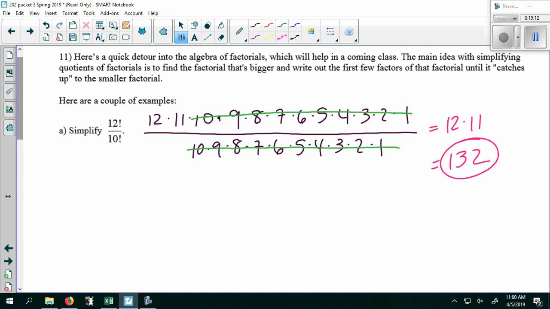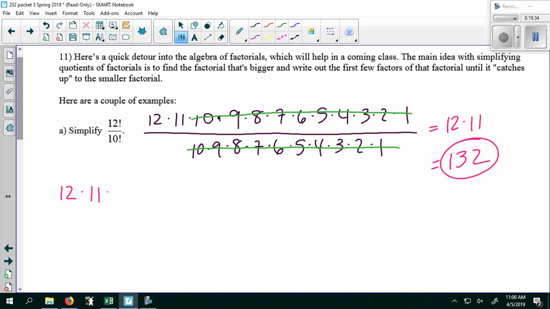Okay, now for the shortcut without writing every single factor down. So 12 factorial over 10 factorial. Which number is bigger, 12 factorial or 10 factorial? 12. So I'm just going to write down factors of 12 factorial until I get to the smaller one. So I'm going to have 12 times 11 times.